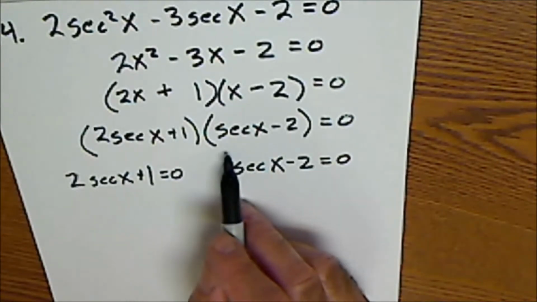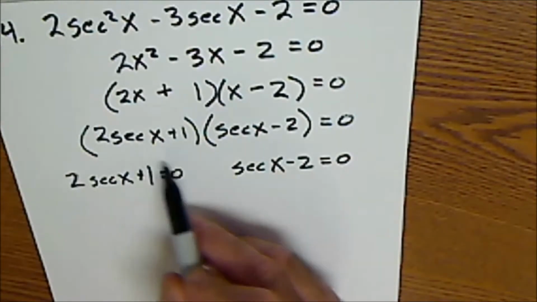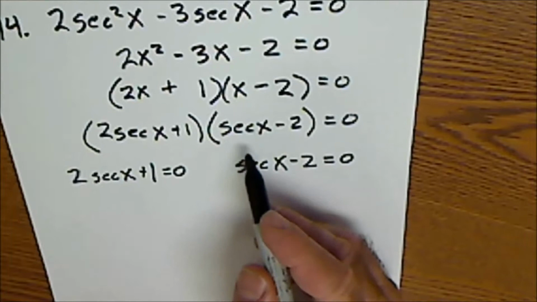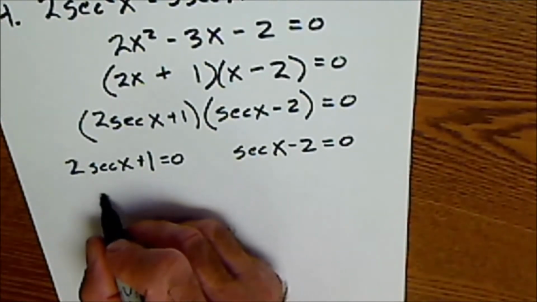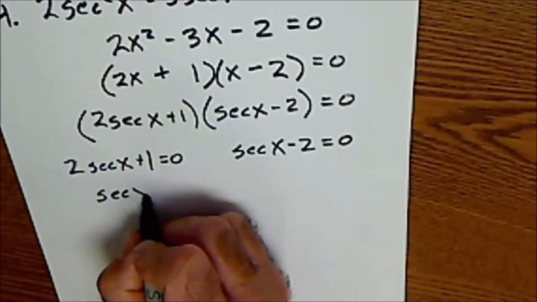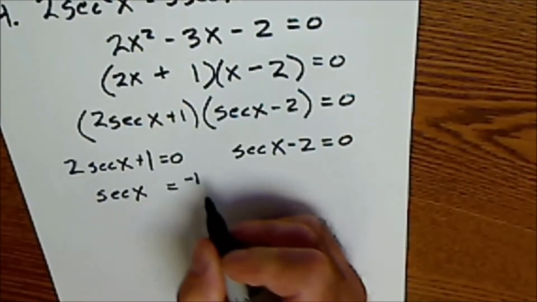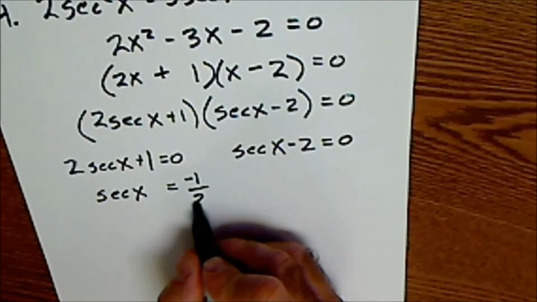Two things multiplied together equals 0. Either this equals 0, or this equals 0, or both do. I'm going to subtract 1 from both sides. So I have secant of x equals negative 1. Divide both sides by 2.